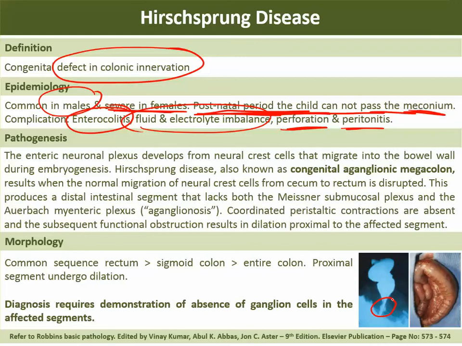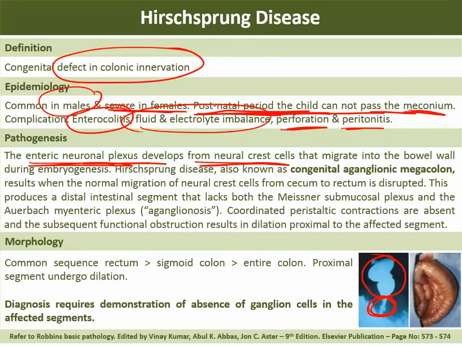So what you are seeing here is the affected segment. Here you are seeing the dilated segment. So it's very, very important. So what is the pathogenesis? The neuronal plexus actually develops from the neural crest cells. Okay, we are giving some basics here.